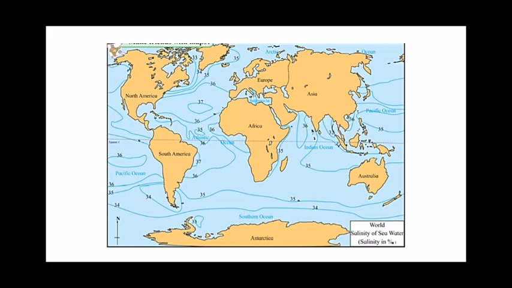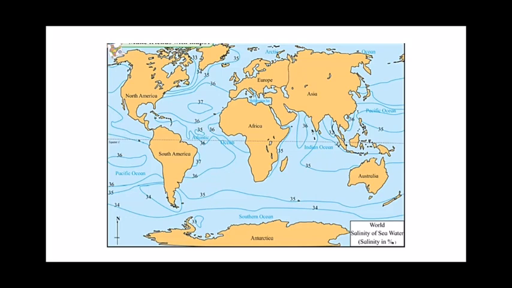Next question: which ocean has salinity more than 37 parts per thousand? Now we need to see which ocean has this much salinity. When you come near the Atlantic Ocean, here you can see we have 37 parts per thousand. The Atlantic Ocean has 37 parts per thousand salinity.